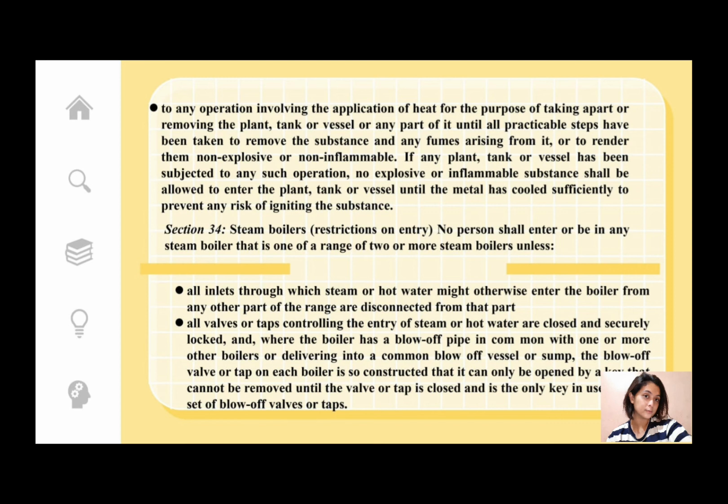If any plant, tank, or vessel has been subjected to any such operation, no explosive or inflammable substance shall be allowed to enter the plant, tank, or vessel until the metal has cooled sufficiently to prevent any risk of igniting the substance.